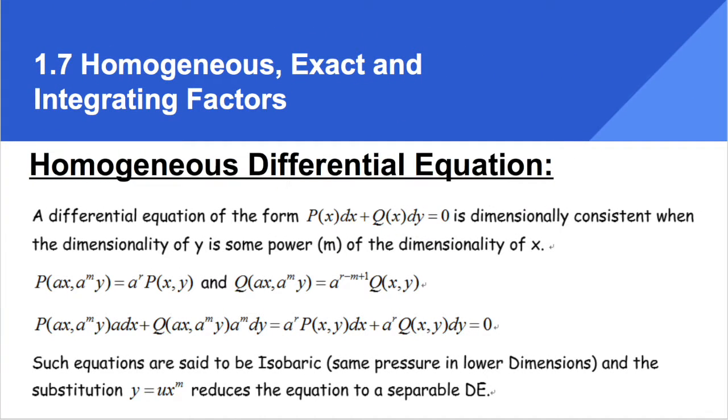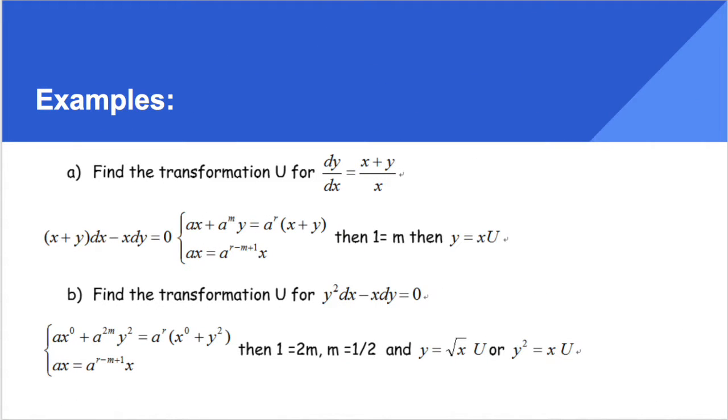Next, let's see some other techniques to solve homogeneous differential equations. The first technique is useful when a differential equation of the form p of x dx plus q of x dy equals 0 is dimensionally consistent, when the dimensionality of y is some power m of the dimensionality of x. Such equations are said to be isobaric, and the substitution y equals u times x to the power of m reduces the equation to a separable differential equation. Let's solve a few examples.